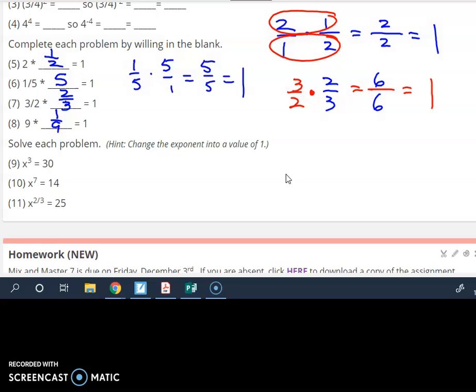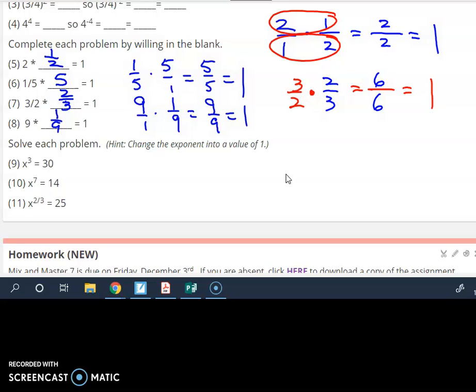So the reciprocal of 1/5 is 5, or 5/1. And if I multiply 1/5 times 5/1, I get 5/5, or 1. Same thing for the last one, 9, or 9/1. If I multiply that by 1/9, I get 9/9, which equals 1. So why this skill is important to be able to write a value of 1 is that quite often inside of equations we are trying to make 1s or 0s.